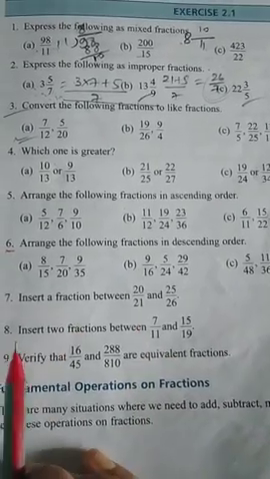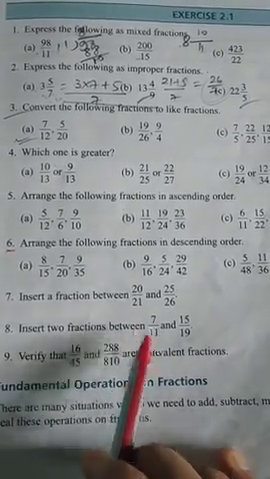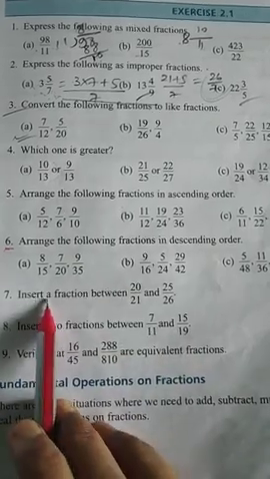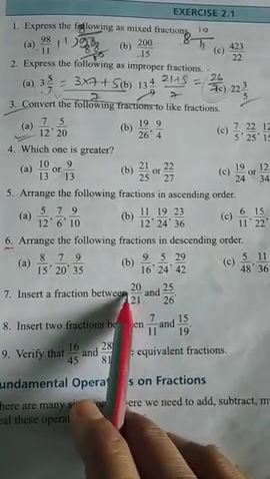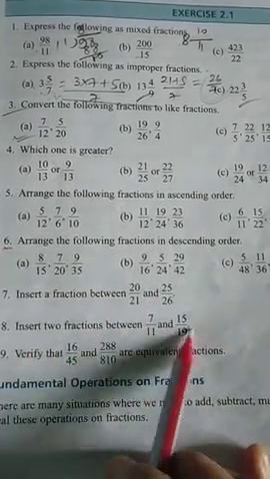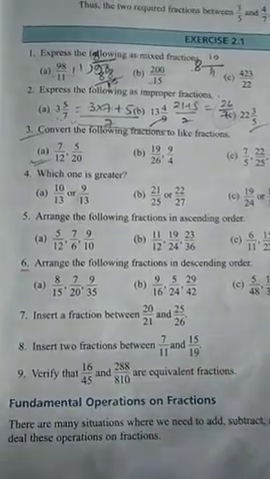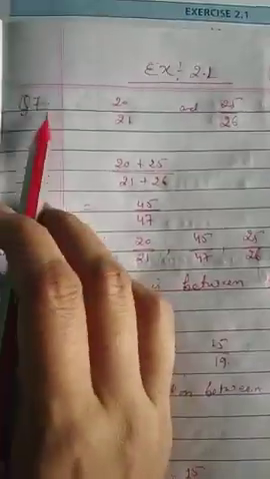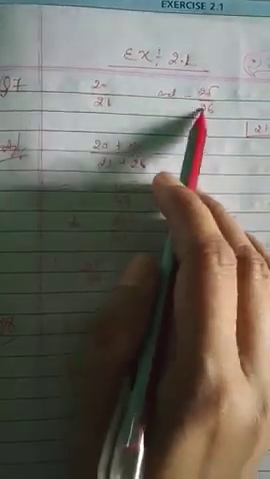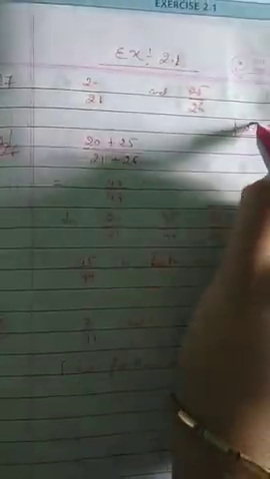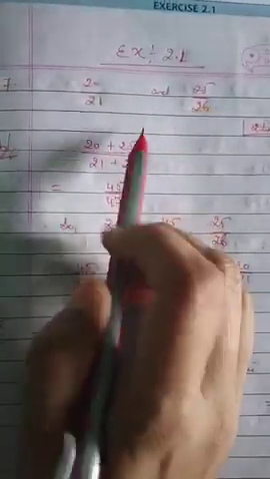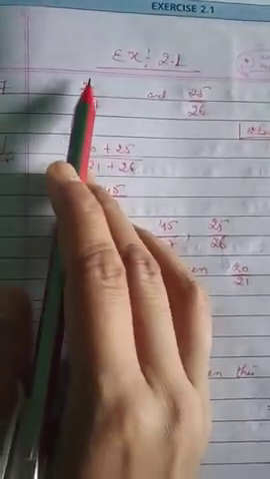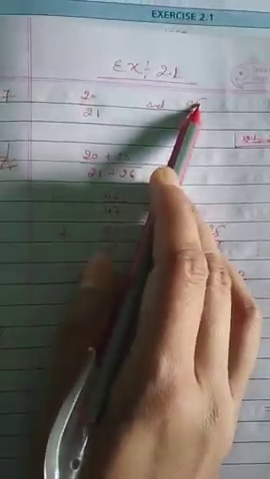Okay. And here insert two fractions between this and this. Here only one, means only one fraction you have to insert, but in this you have to insert two fractions. So the method is, look at here, question number 7. There are two fractions. If you have to insert one fraction between these two, what will we do? We will add the numerator to numerator and denominator to denominator.